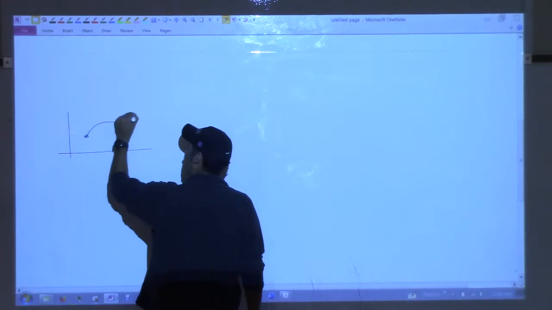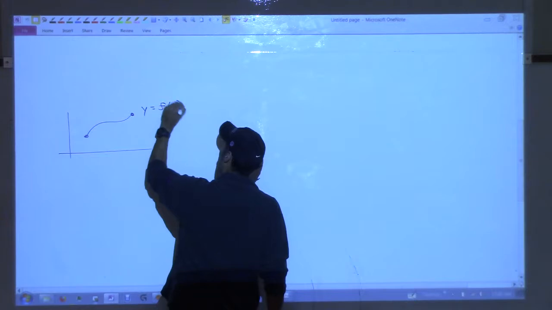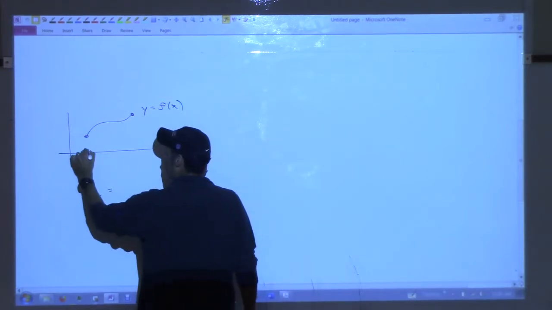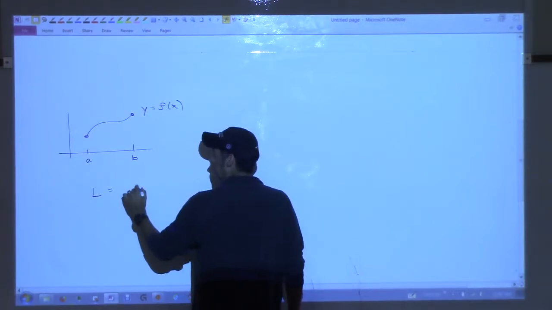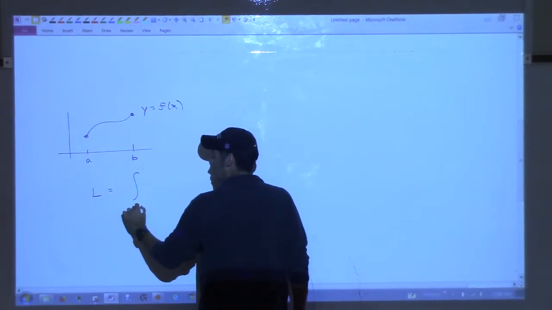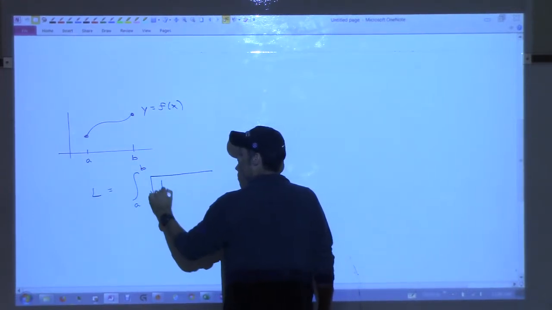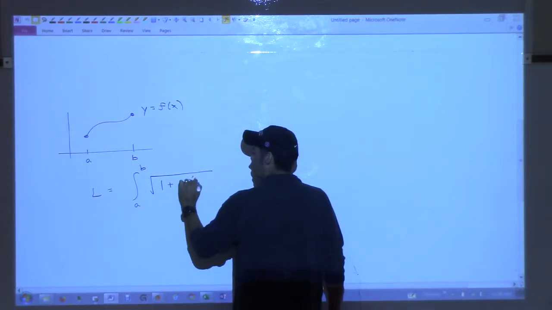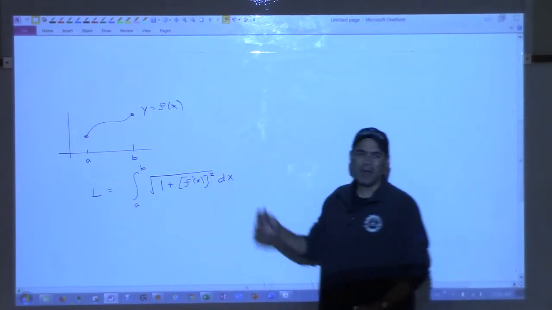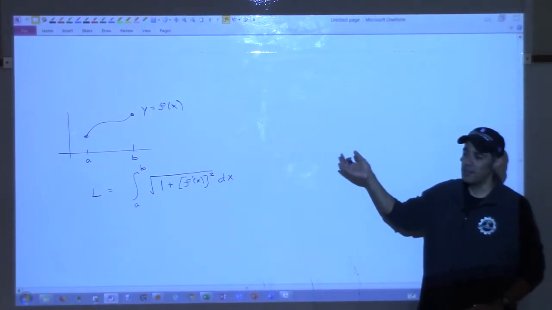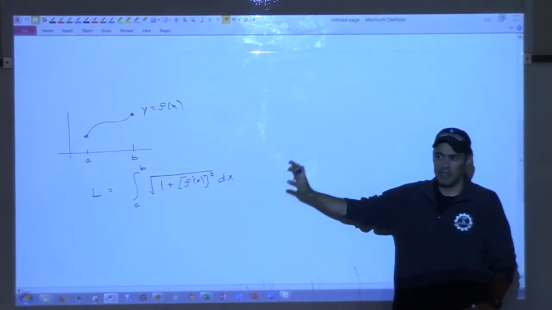If you have some curve, some y equals some function of x, and you want to know the length of that on the interval a, b, it is what? Integral a to b, square root of 1 plus f prime of x, that thing, squared, dx. And we talked a little bit about how you could do this if the curve was a function of y instead of x, but really I want you to be able to do something like that, okay? Find the length of that curve.